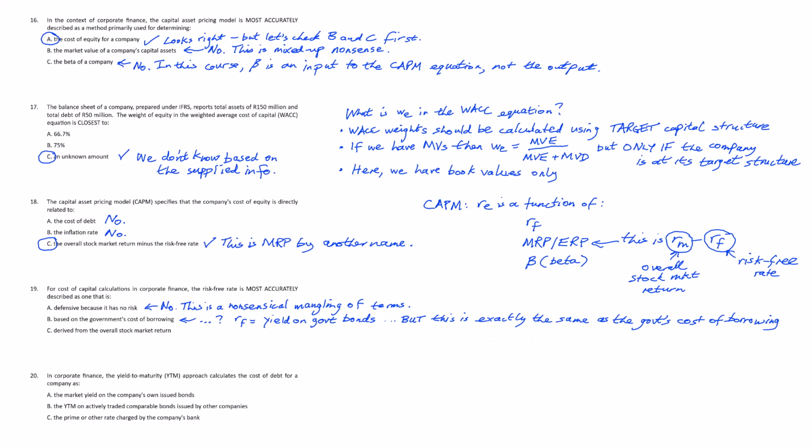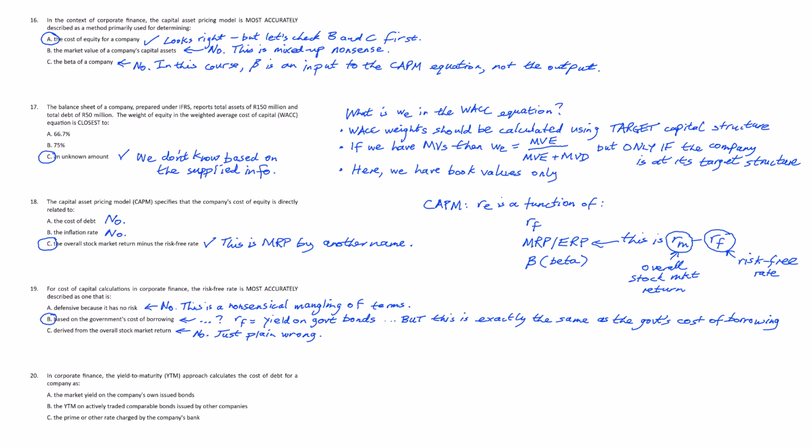to ensure that that is definitely incorrect, because we are happy with B. C tells us that the risk-free rate is derived from the overall stock market return, and that once again is completely wrong. So for 19, the correct answer is B.